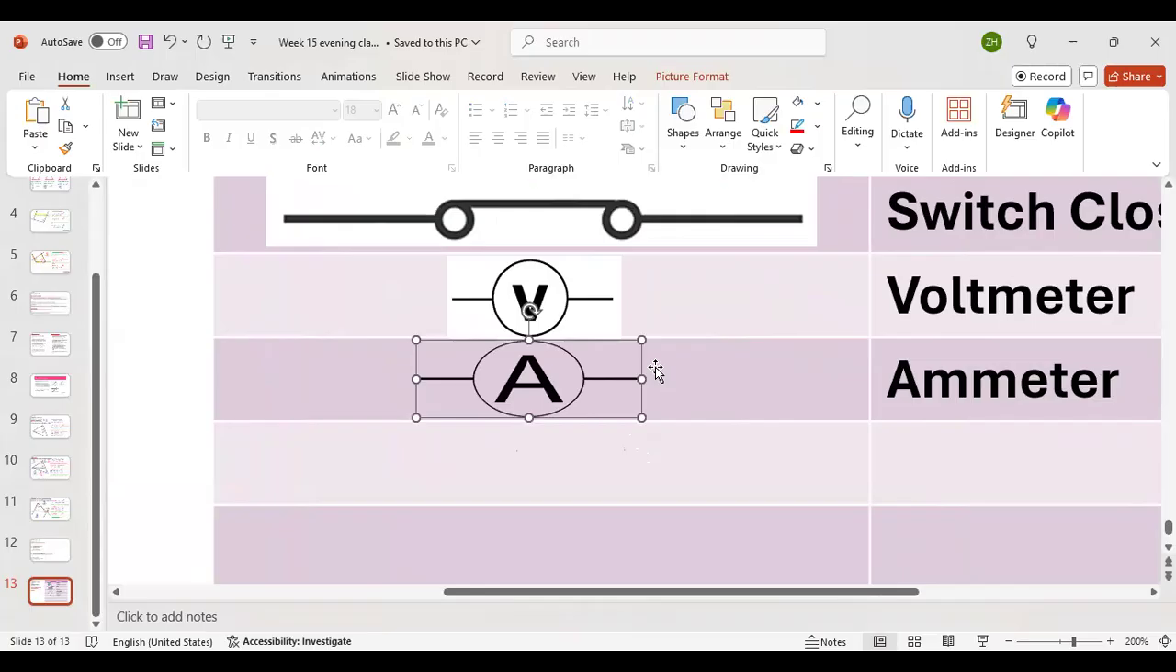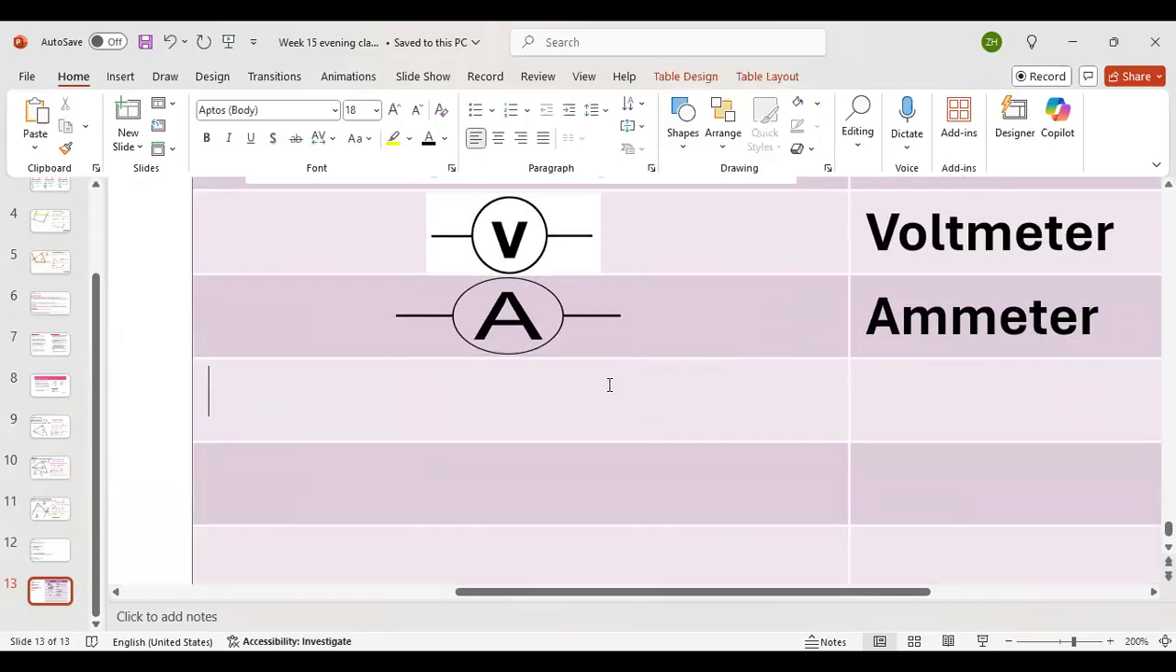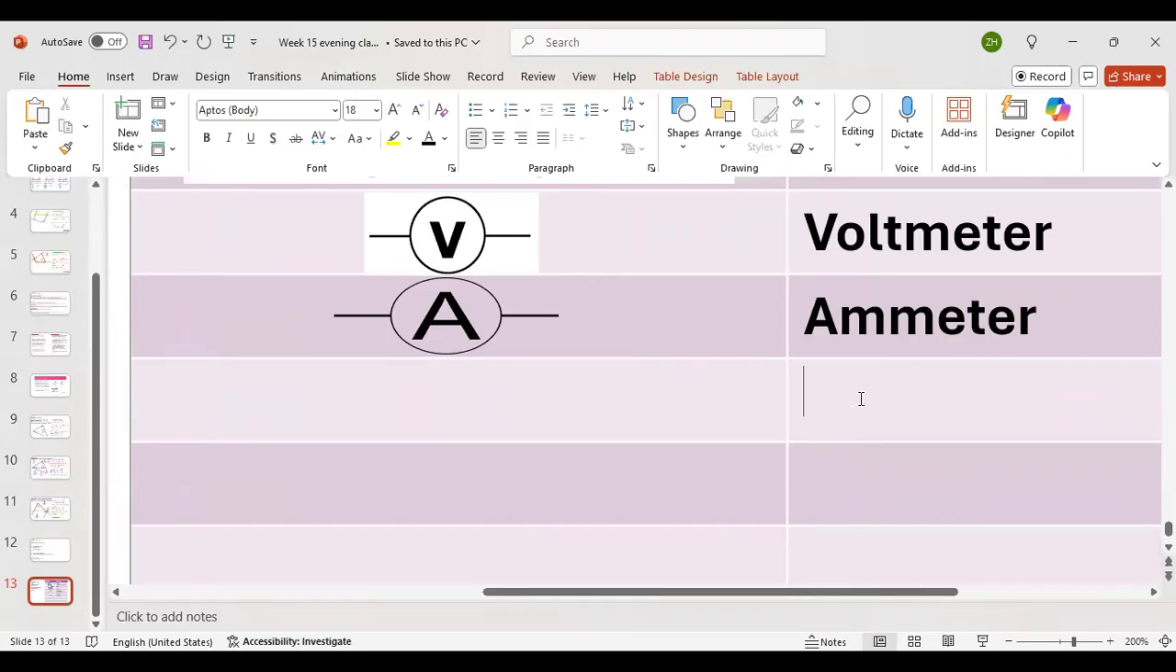Okay, the next we have is the ammeter. Then obviously we have this one, which is gonna be the easiest, the connecting wire.